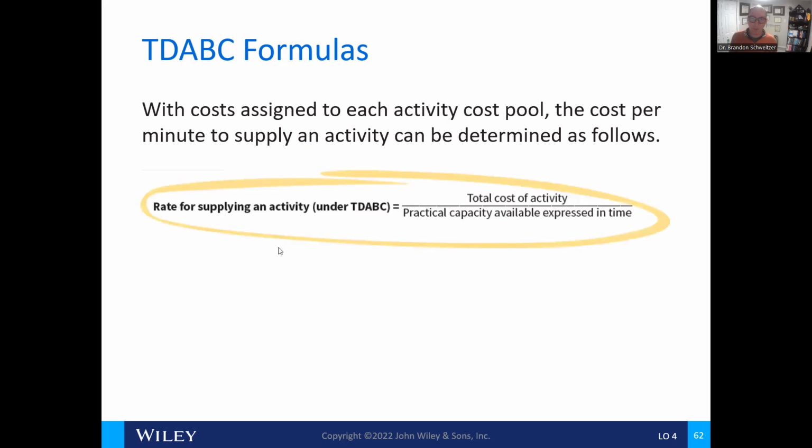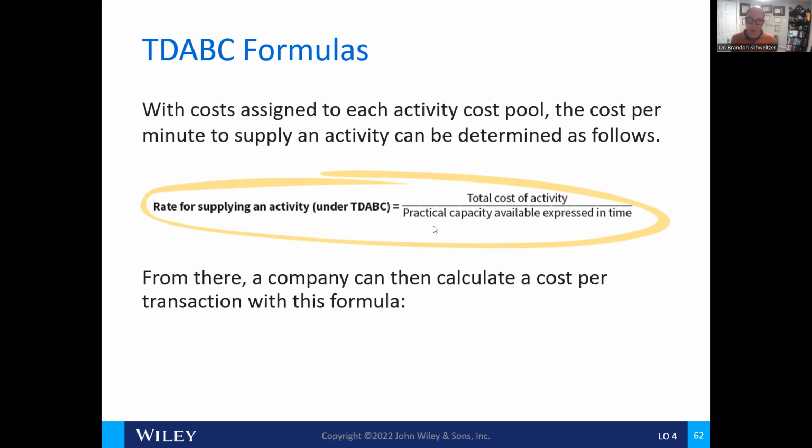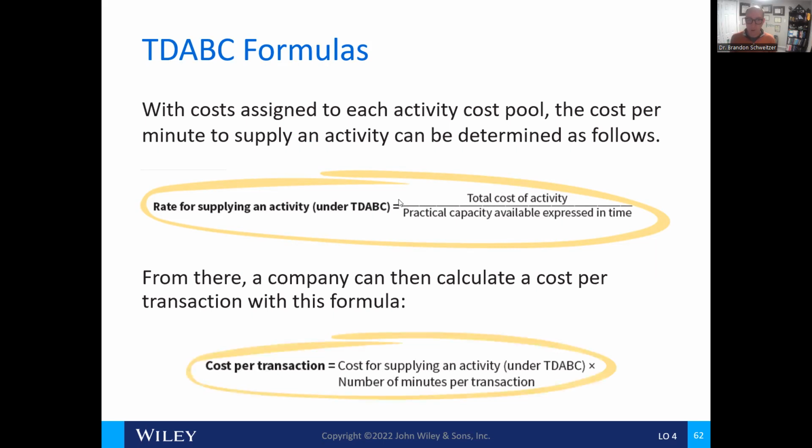So we can look at the formula here for time-driven activity-based costing. We take the total cost of the activity divided by the practical capacity available expressed in time, or the amount of time used. So the cost per transaction, we would take the cost for supplying an activity times the number of minutes per transaction.